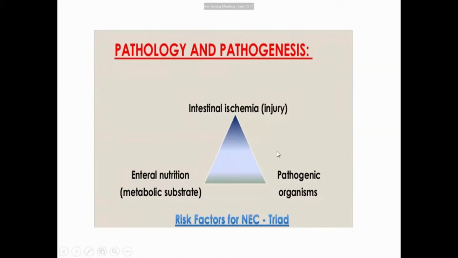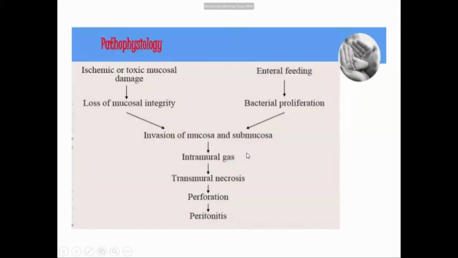Not only prematurity, but diabetes and those other things which we talked about, polycythemia, exchange transfusion, at least these you should know. The same thing: ischemic or toxic mucosal damage, loss of mucosal integrity, enteral feeding, bacterial proliferation, invasion of mucosa and submucosa, intramural gas inside the muscle layer, and transmural necrosis, perforation, and peritonitis. So this is the pathogenesis of necrotizing enterocolitis.